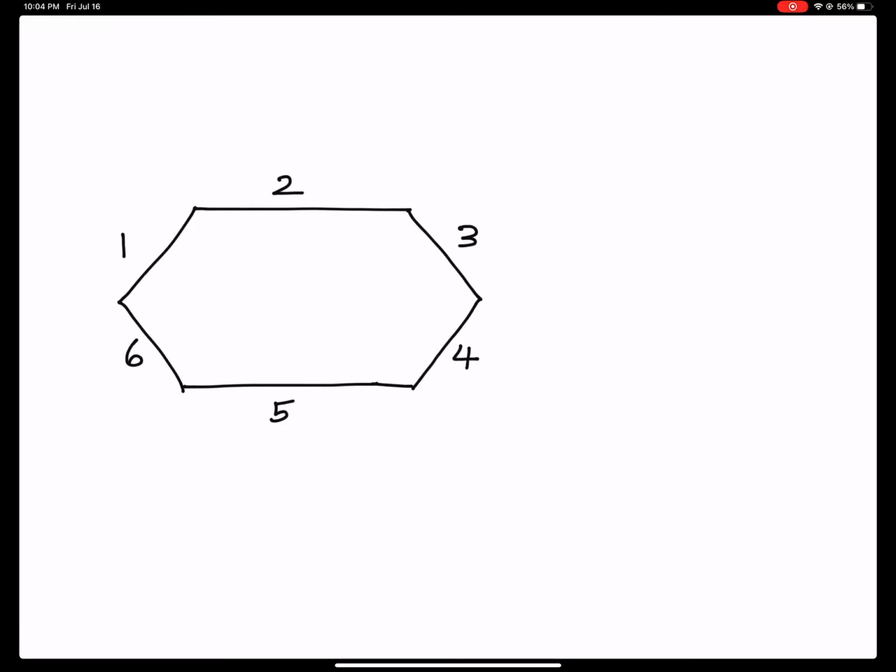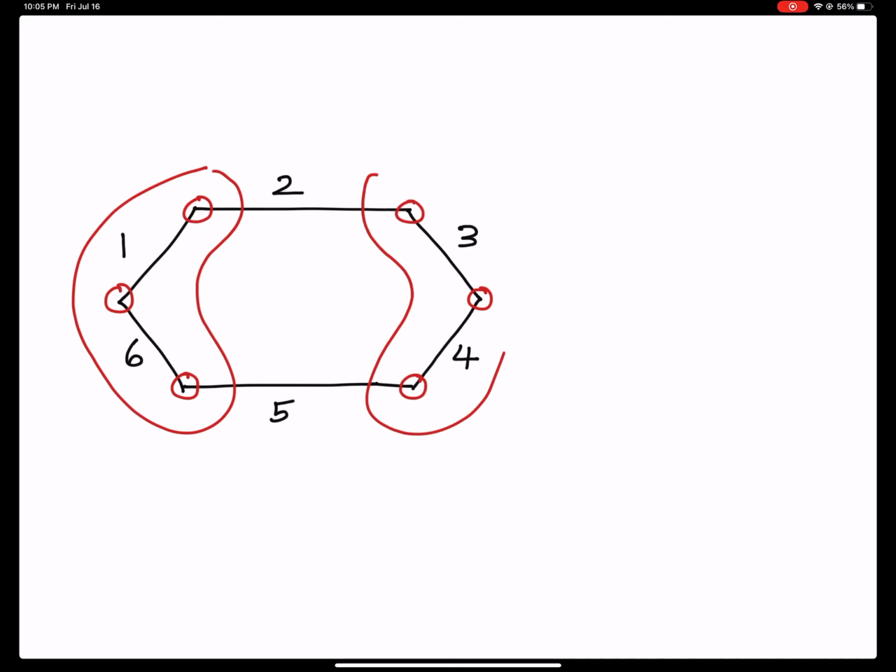Now let me count the angles. 1 angle, 2 angle, 3 angle, 4 angle, 5 angle, 6 angle. I see 3 angles on the left and 3 angles on the right. That means there are 6 sides and 6 angles. So the shape that has 6 sides and 6 angles is called a hexagon.